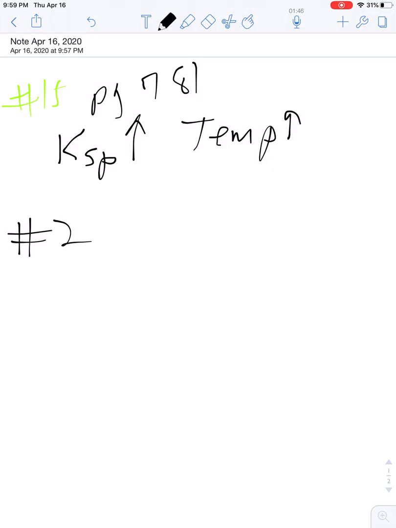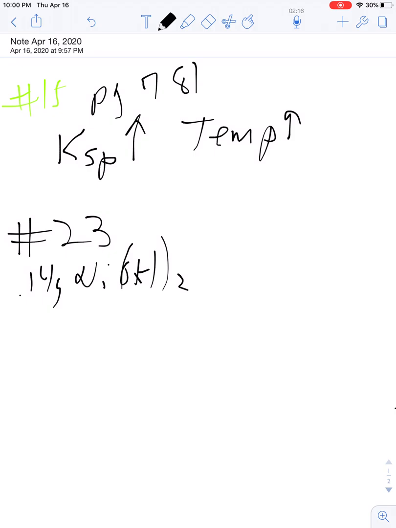Number 23. We're going to calculate the KSP for nickel hydroxide. We got 0.14 grams that dissolves per liter of water. So we got 0.14 grams of nickel hydroxide, and we're going to have to calculate the molarity of this. I don't know if you remember, but this is where sometimes normality would come in handy. Well, anyhow, let's calculate the moles.